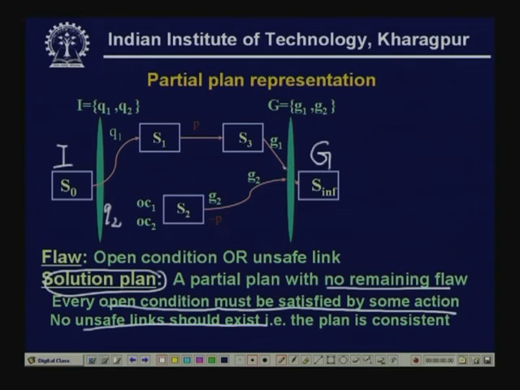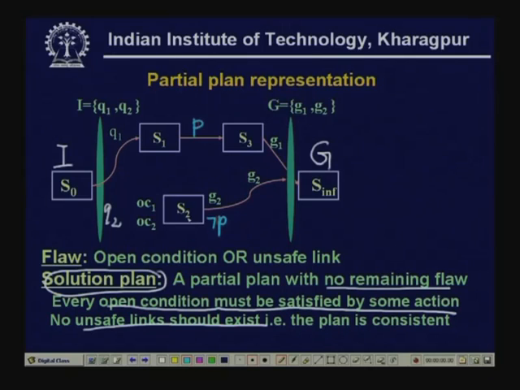Now, this is a partial plan where the open condition G1 is achieved by S3. So, S3 achieves G1 for S-inf, and let us say S1 achieves P for S3, and S0 achieves Q1 for S1. Also, suppose S2 achieves G2 for S-inf, and now suppose S2 has an effect of not P, that is, S2 deletes P, and S1 achieves P for S3. Can you tell me if there are any flaws in the plan?